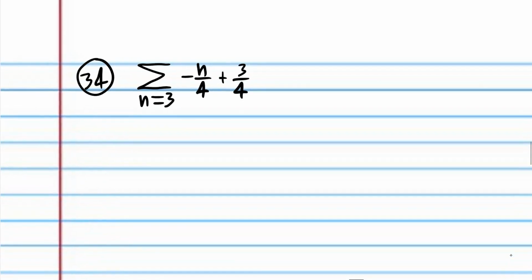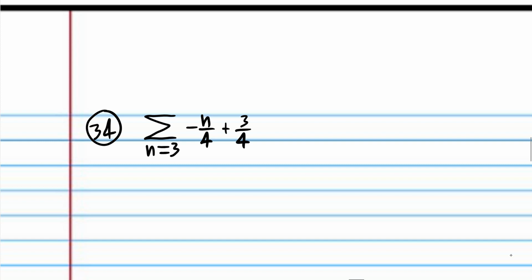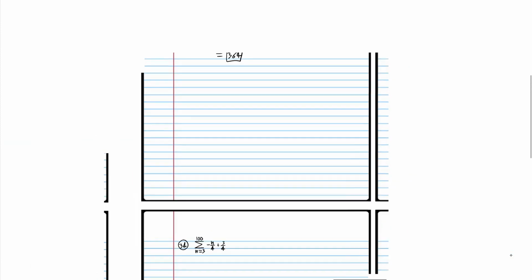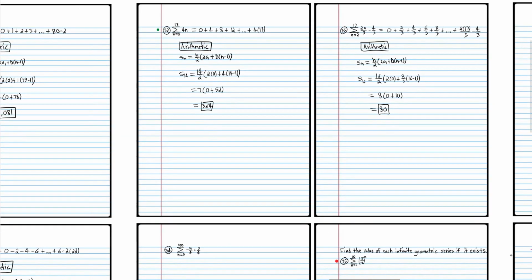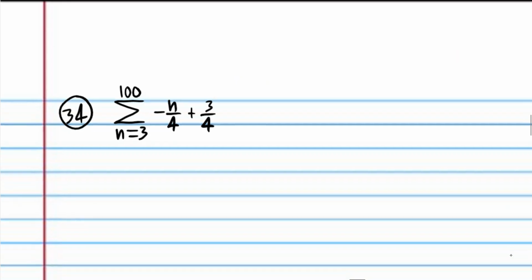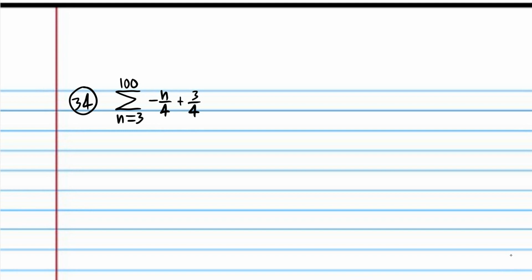Okay, on to 34. The first term is going to be 0. And I forgot to write an upper bound here. Let's say that that's going to be, maybe we'll choose 100. Yeah, let's choose 100. So when you come back, we'll do it together.